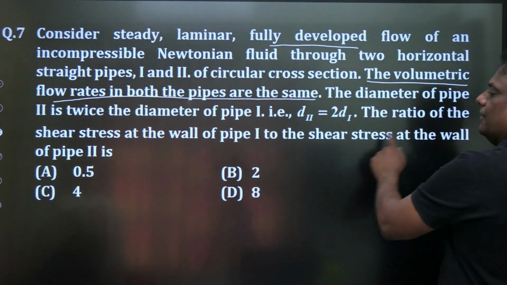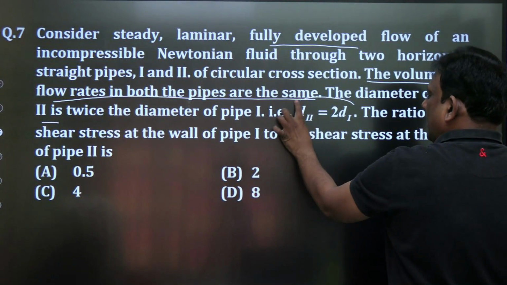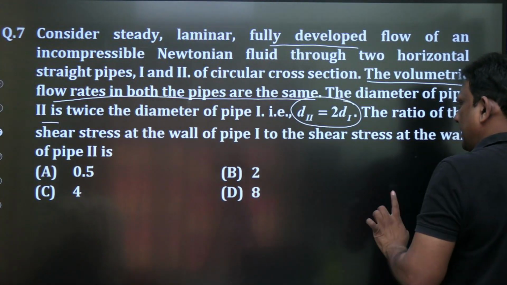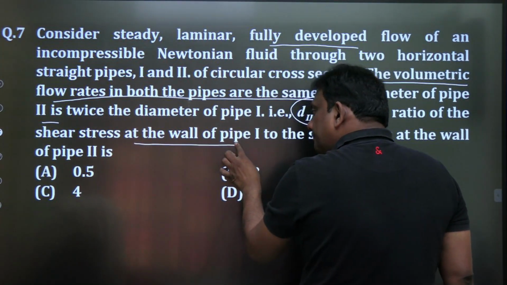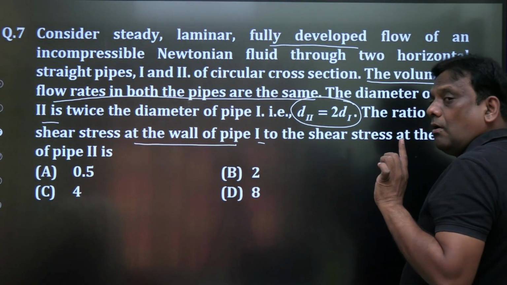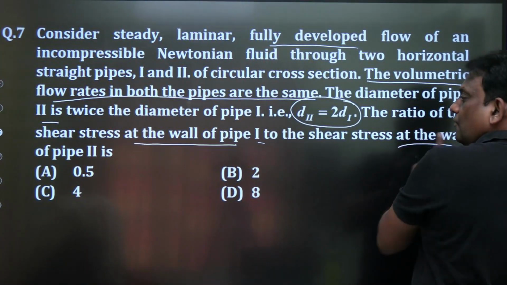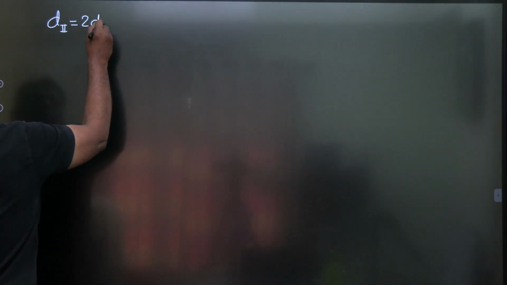If the diameter of pipe 2 is twice that of pipe 1, so the second pipe diameter is 2 times the first pipe diameter, what is the ratio of shear stress at the wall of pipe 1 to the shear stress at the wall of the second pipe? What is he asking? Let me do this. The diameter of the second pipe is given as twice the diameter of the first pipe.